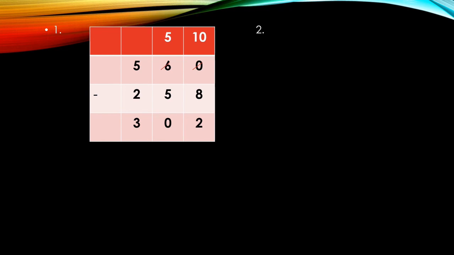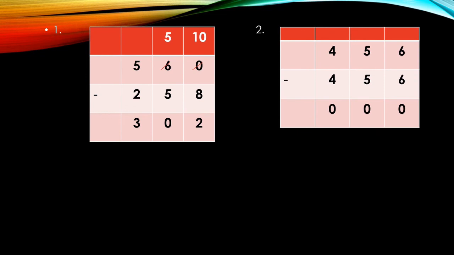Then that 0's value will become 10. Whenever we borrow 1 from the neighboring number, that 0 will become 10. From 10 now it is easy to subtract 8. Our answer will come 2. As we borrow 1 from 6, that 6 will become 5. We have to reduce 1 from 6 because we have taken out 1 and given it to the 0. That's why our 6 will become 5. Then 5 minus 5 again will come 0. Now in the hundreds place, 5 minus 2 will become 3.